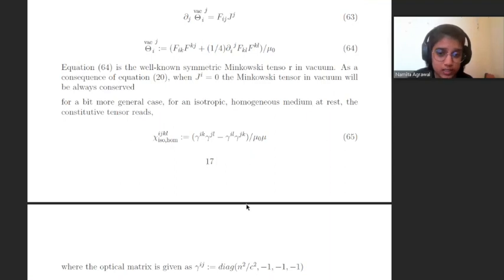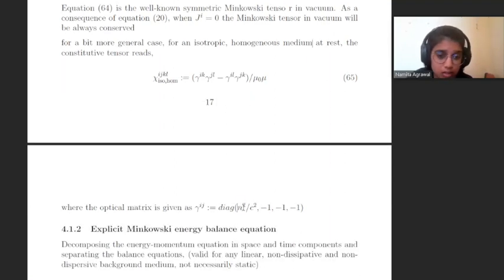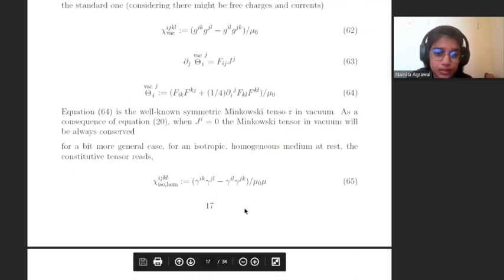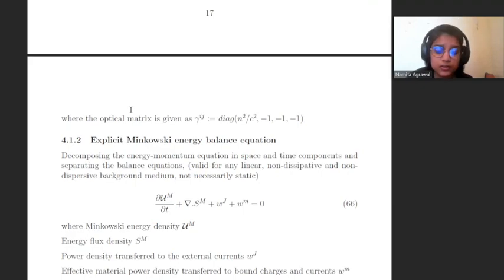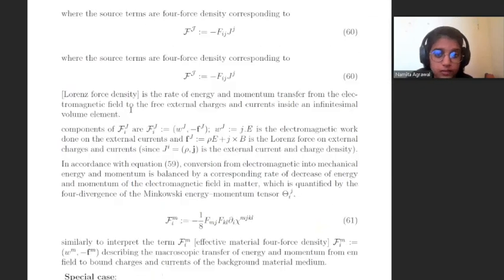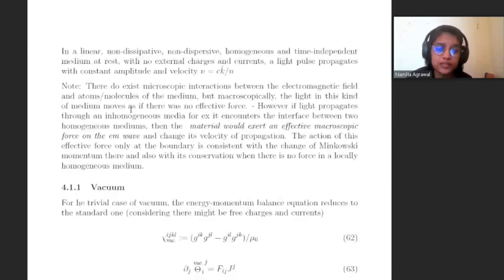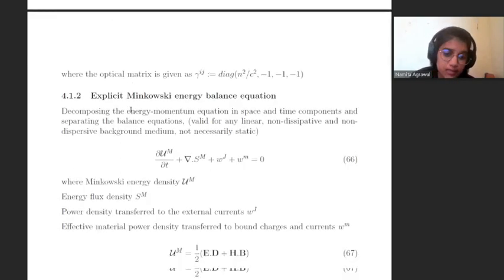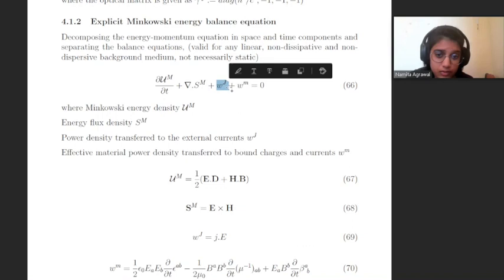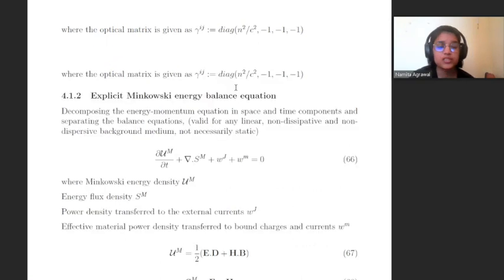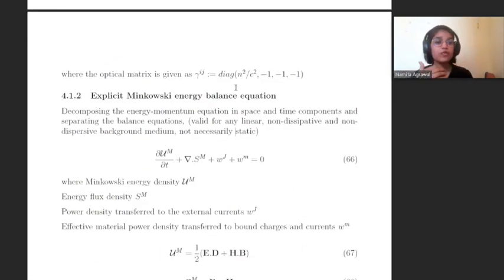Okay, now for the balance equation which we got in equation 59, I'm considering the spatial and time components separately. This is for the time component. So it will have four terms. First is the Minkowski energy density, second is the contribution by energy flux density, then the power density transferred from the external currents, and the effective material power density for the bound charges. This can be easily seen from the form of sigma, which we have defined earlier, which has the energy density, energy flux density, momentum density, and momentum flux density. This is just the energy density term, which while taking the derivative gives these power density terms.